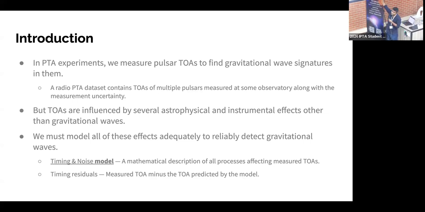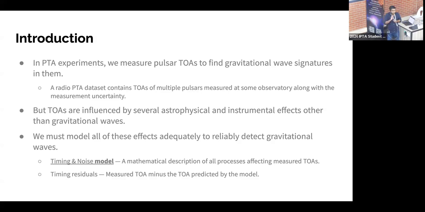So let me now come back to what a PTA experiment does actually. So it takes these measurements of TOAs from multiple pulsars to find gravitational wave signatures in them, which, as you will hear in later lectures, are signals that are correlated across multiple pulsars. So as I said before, the measured TOAs don't just contain the gravitational waves. They contain a large number of astrophysical and instrumental effects other than the gravitational waves.